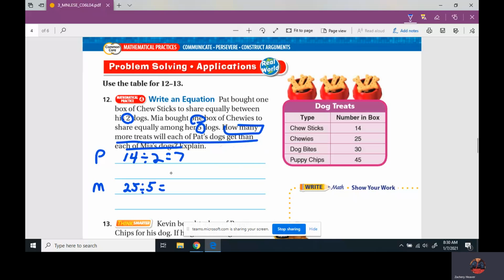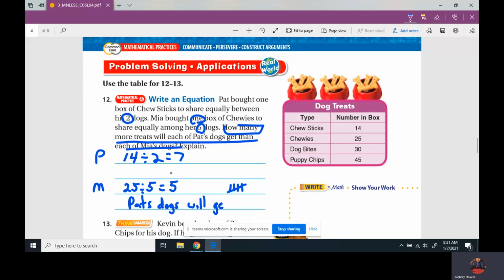So there's more in the box, but she also has more dogs. So let's skip count by 5 to 25: 5, 10, 15, 20, 25. That's it. So Mia's dogs are only going to get 5. So whose dogs are going to get more? Pat's dogs.